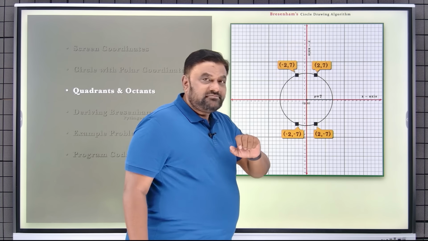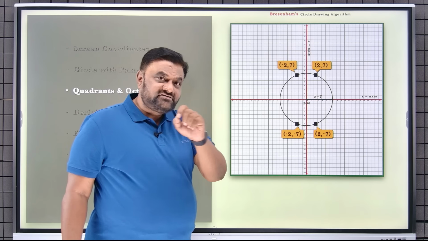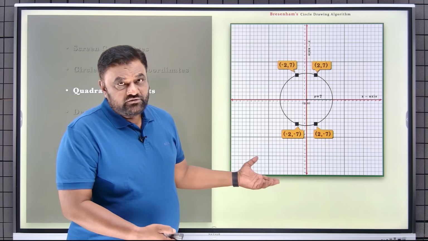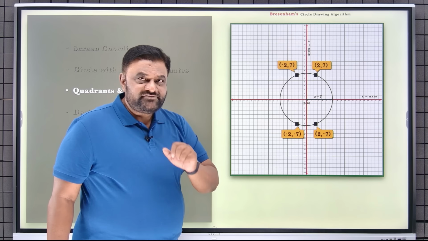And you can get the point on this quadrant also. So if you know one point on the circumference of the circle, you can know 3 more points, total 4 points. But there is one more observation.